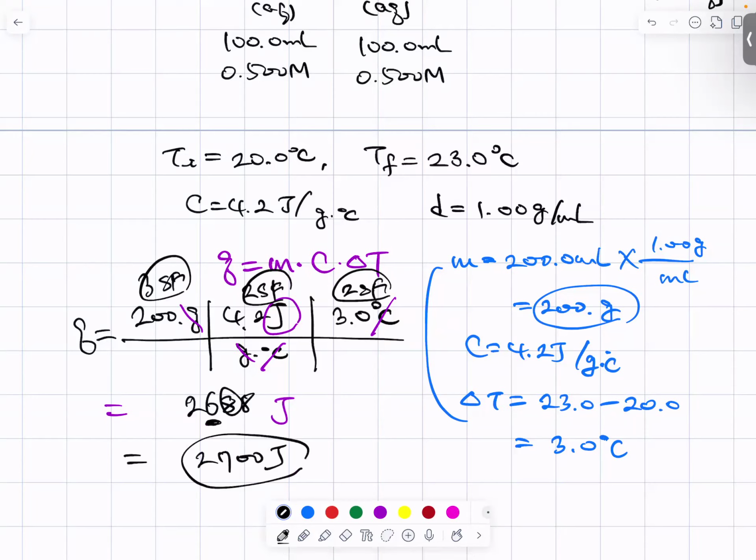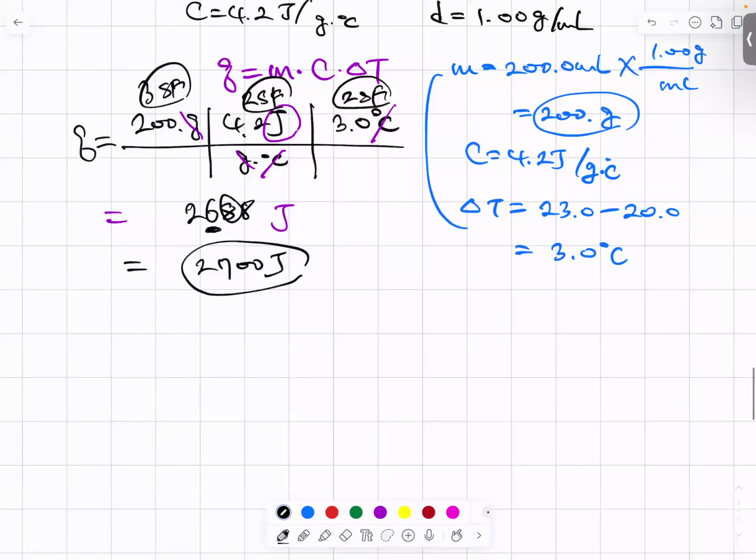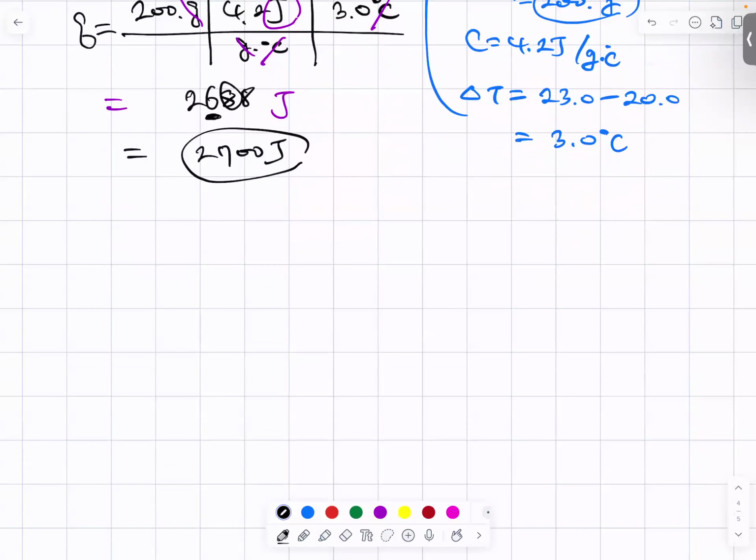Here, as always, before we write the final answer, let's stop to think for 10 seconds about the sig figs. When multiplying or dividing, we take the smallest number of sig figs, the fewest number of sig figs. Okay, now next, calculate the molar enthalpy.